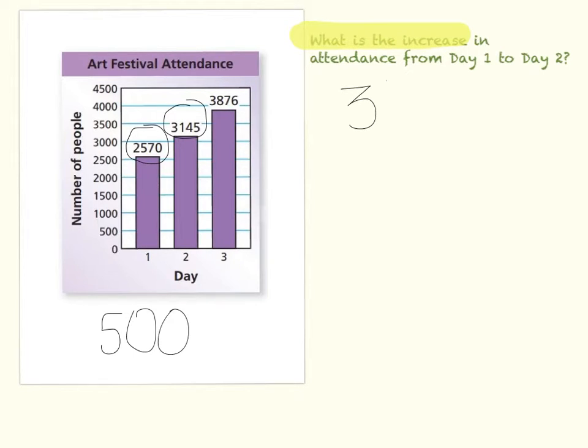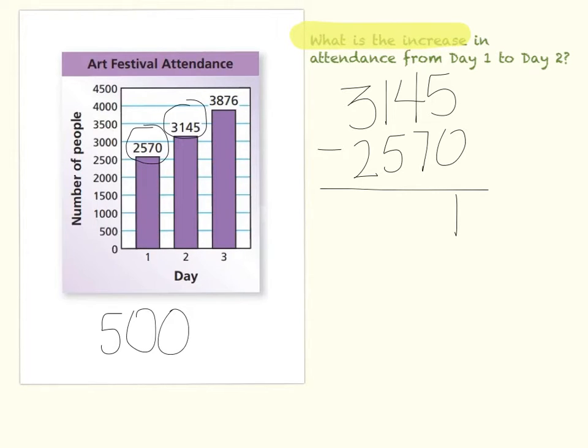3,145 minus 2,570. So I'm going to subtract my ones column. 5 minus 0 is 5. I cannot do 4 minus 7, so I'm going to have to borrow from my 1. So I'm going to make it a 0 and add the 1 to my 4, so I have 14. And 14 minus 7 is 7.